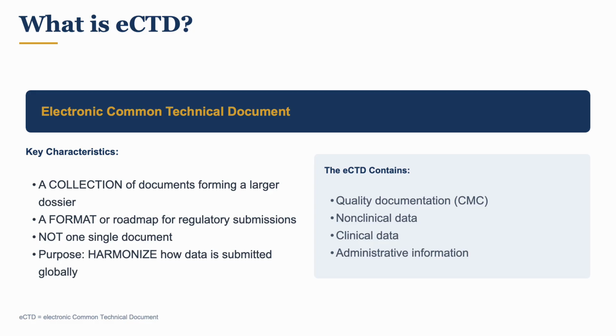Third, its primary purpose is harmonization. Before the eCTD, pharmaceutical companies had to prepare completely different submission packages for each country. The eCTD allows them to prepare one core package that works across multiple regulatory agencies. The eCTD contains quality information like manufacturing data, non-clinical data from animal studies, clinical data from human trials, and administrative information specific to each region.